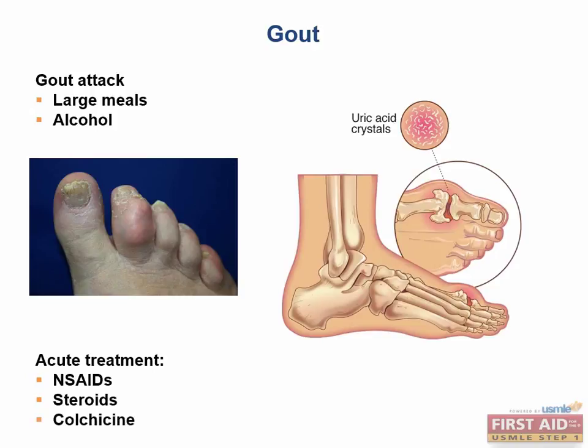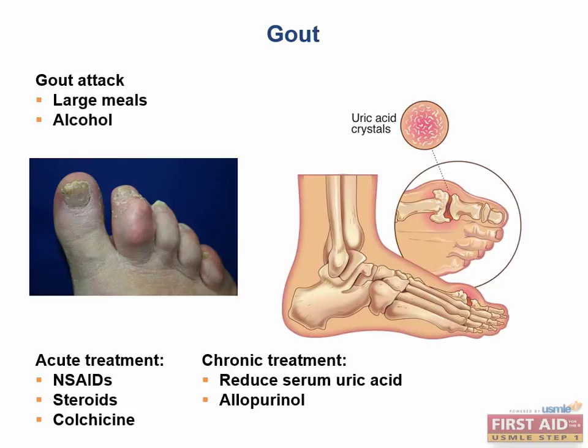Once the acute flare has resolved, the next goal is to try to reduce serum uric acid levels and keep them low so that patients are less predisposed to acute attacks. This is mainly accomplished by allopurinol, which inhibits the formation of uric acid, and less commonly probenecid, which causes the kidney to excrete more uric acid.